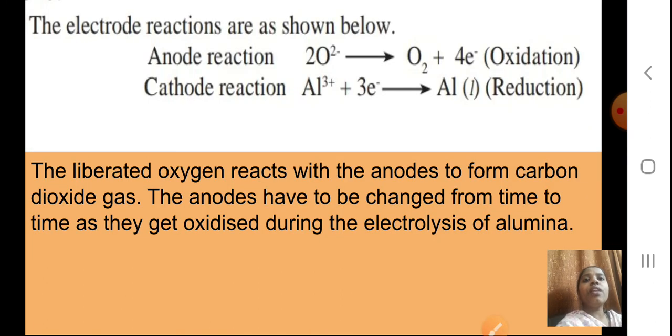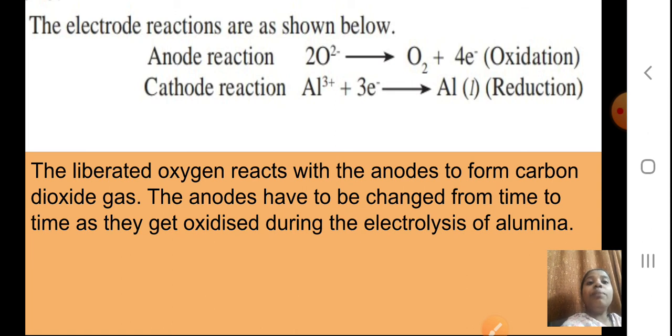So the electrode reactions are as follows. Anode reaction: 2O2- gives O2 plus 4 electrons, oxidation. Cathode reaction: Al3+ plus 3 electrons forms Al in liquid, that will be your reduction.